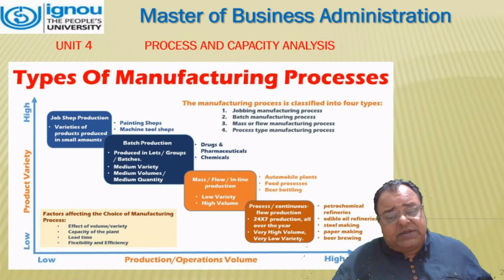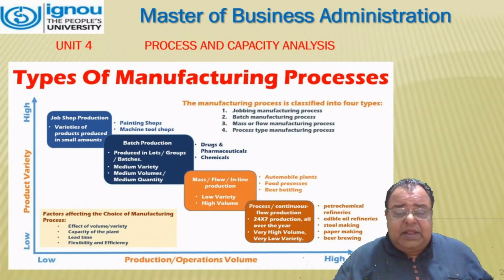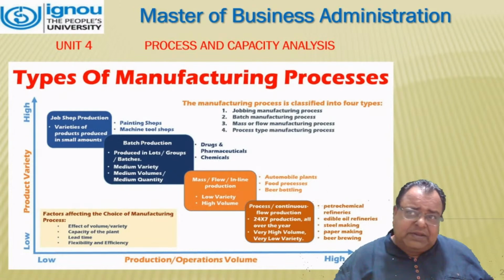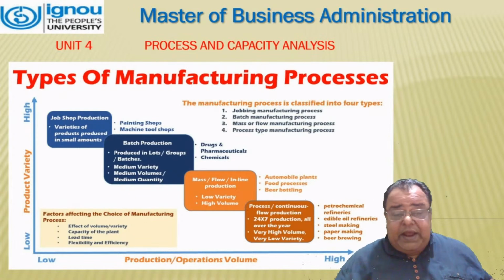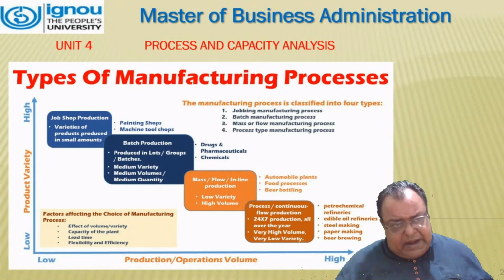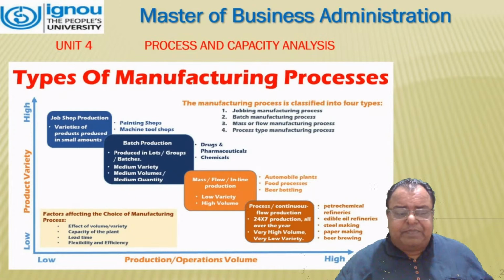The fourth one is process type manufacturing process, which is continuous flow production. That means it will be continuing 24 into 7 production all over the year. Volume is very high and variety is very low. Examples: petrochemical refineries, edible oil refineries, steel making, paper making, beer brewing.